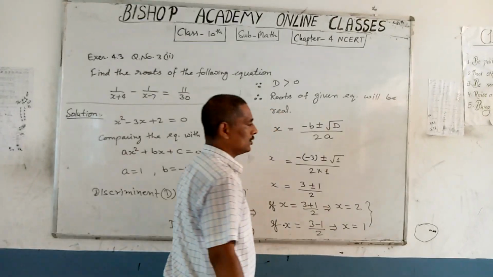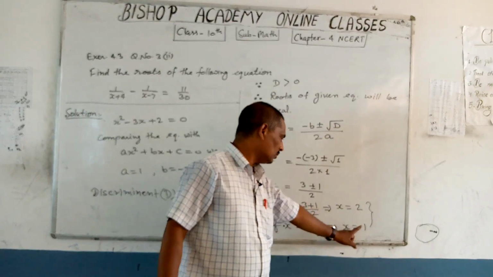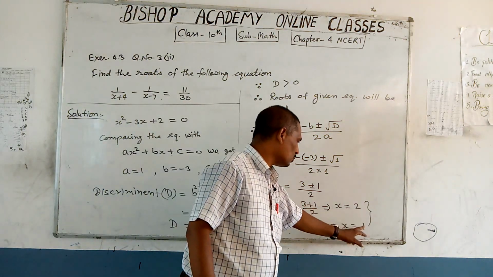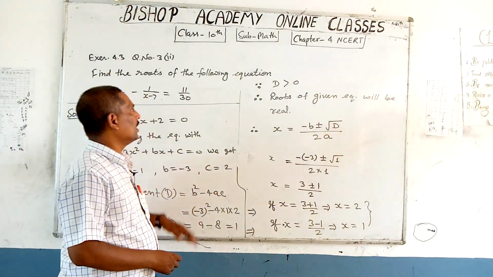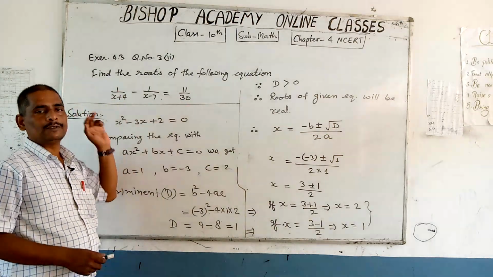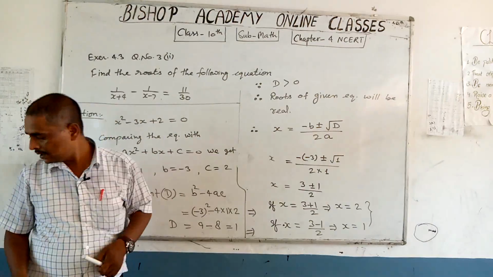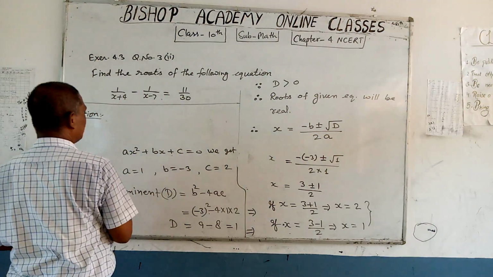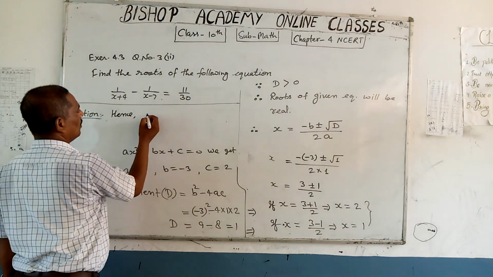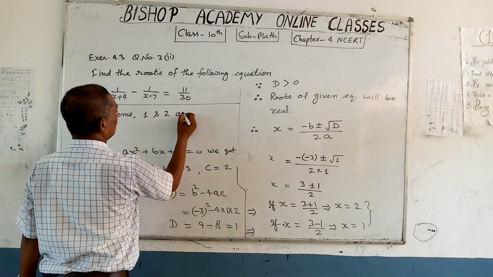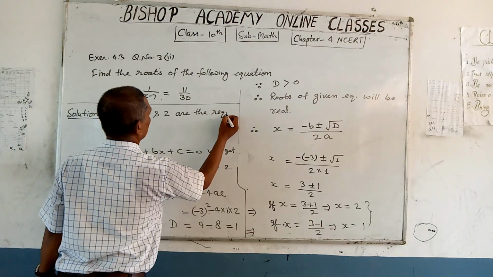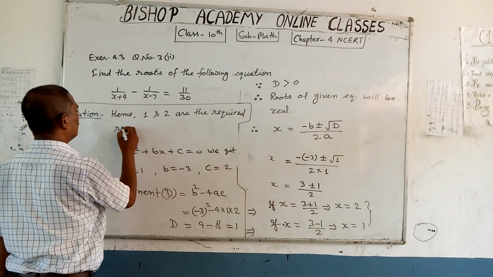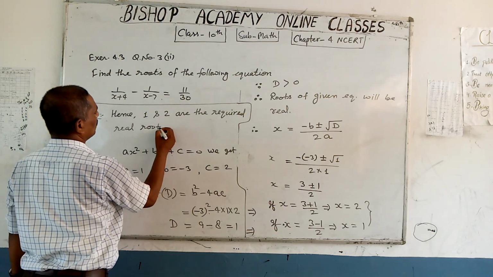Dear student, you saw here x is equal to 2 and x is equal to 1. There are two different values. So these two different values 2 and 1 are the required roots of this equation given to you. So you can write the concluding point at last. Hence 1 and 2 are the required real roots.